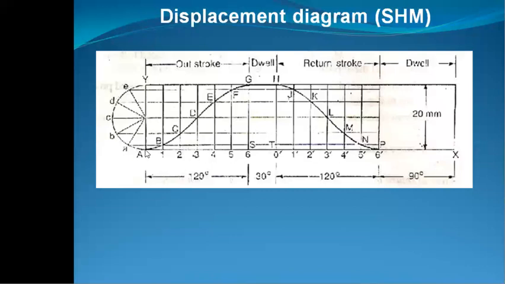And similarly, draw a semicircle with the diameter AY, that is the stroke length or lift, and divide this semicircle into the same number of equal parts as done in the outstroke as well as the return stroke. So that will give you A, B, C, D, E, and finally F.